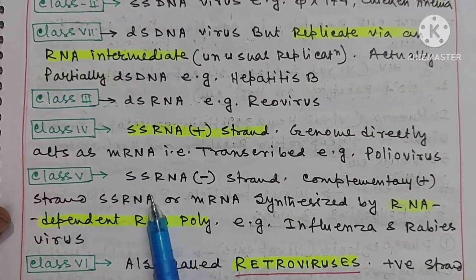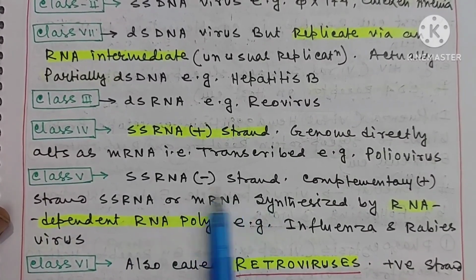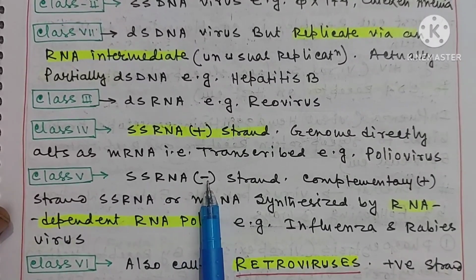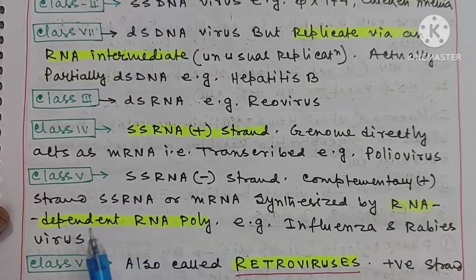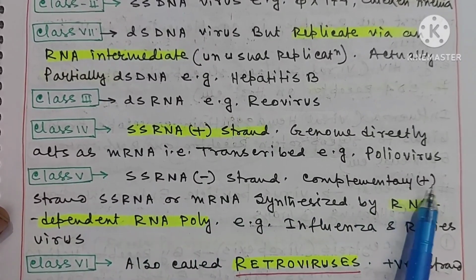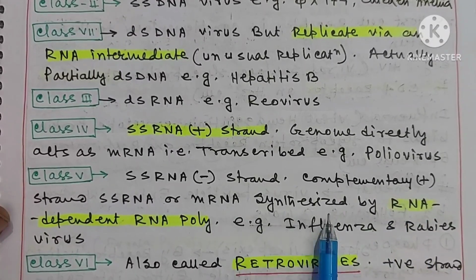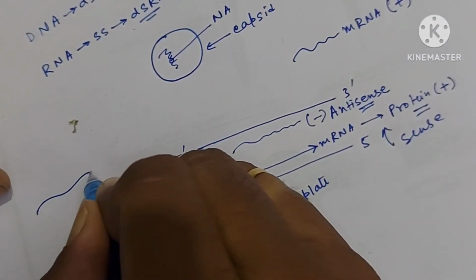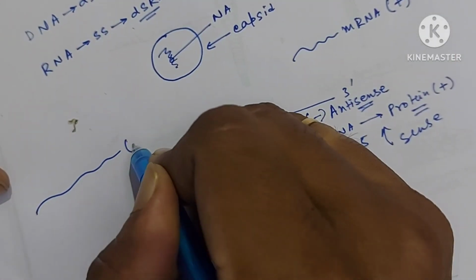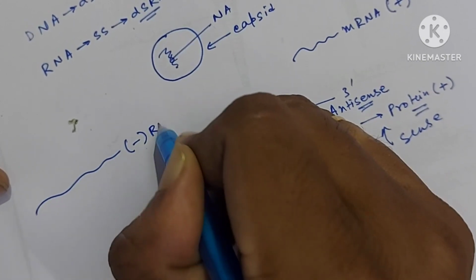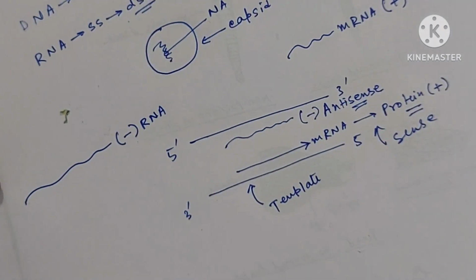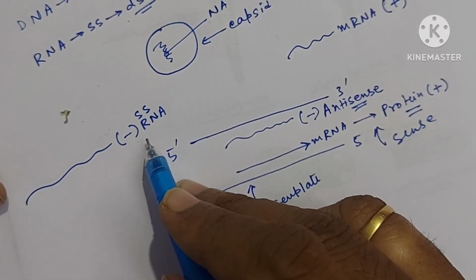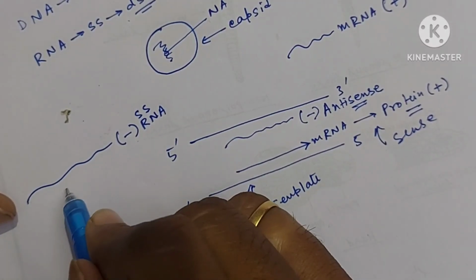Next, class 5 viruses are single-stranded RNA viruses, but their strand is negative. This strand is not directly involved in protein synthesis. This is the complementary strand of the plus ssRNA, and mRNA is synthesized via an RNA dependent RNA polymerase. The RNA which is not directly involved in protein synthesis is called minus ssRNA. It is very important for the production of plus ssRNA.